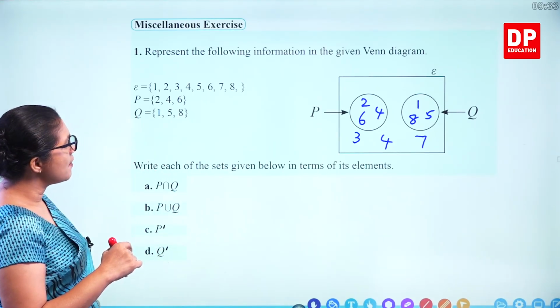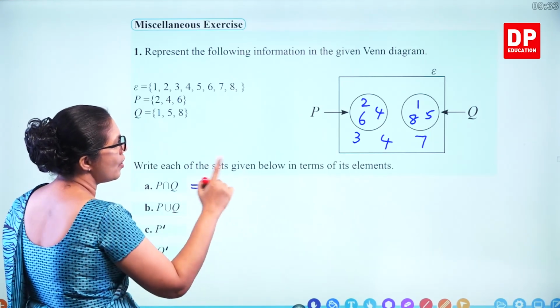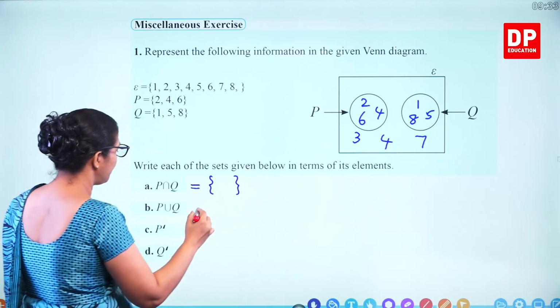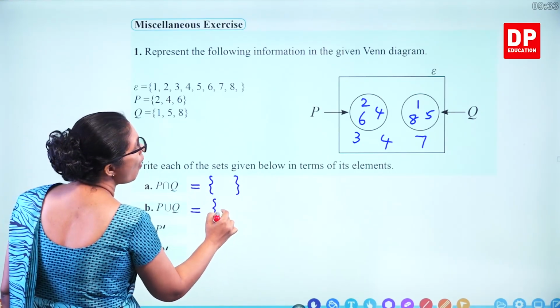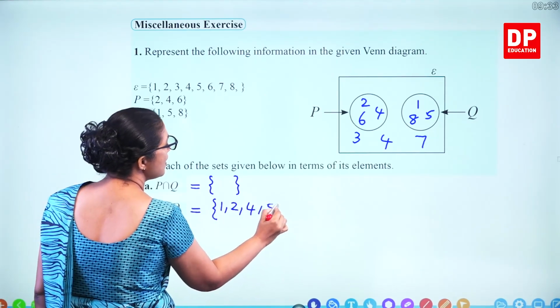Write each of the sets given below in terms of its elements. P intersection Q, nothing there. So that's an empty set, or you can write phi. P union Q, everything in P or Q: 1, 2, 4, 5, 6, 8.